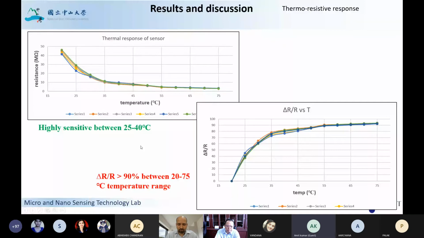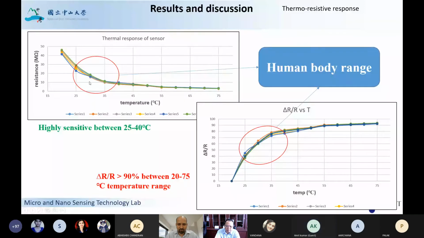After that, we measure the delta R by R of our sensor, and we found more than 90% change in delta R by R. And we found that the change in resistance was very good in the human body range. So we can say our sensor is very good for measuring human body temperature and continuous monitoring.